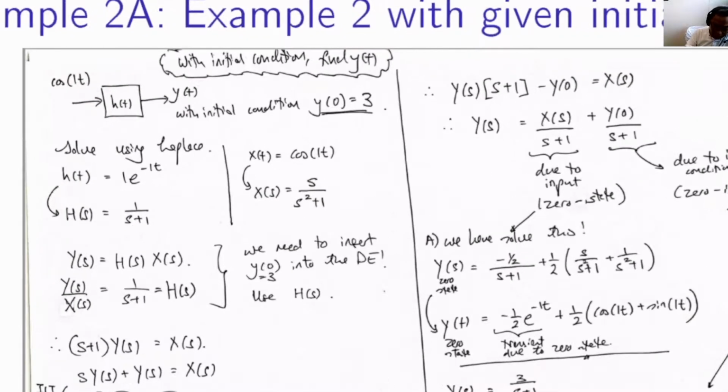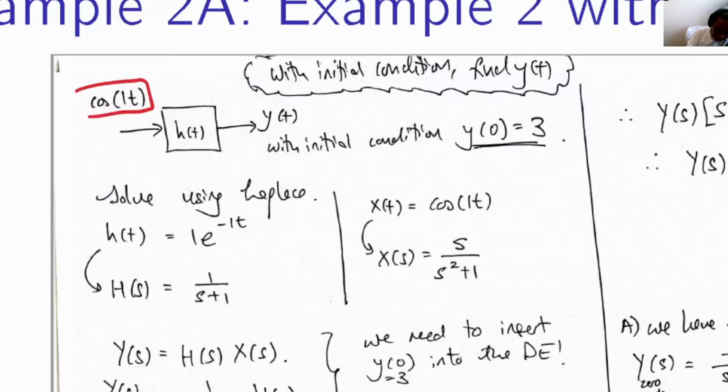Okay, so now we have cosine 1t. I've again forgotten to put u of t. We're only interested in the causal cosine. We send our system into h of t, which is the same h of t as example 2. And now the initial condition is y of 0 equals 3. The output is already 3 at time 0. That's the initial condition.